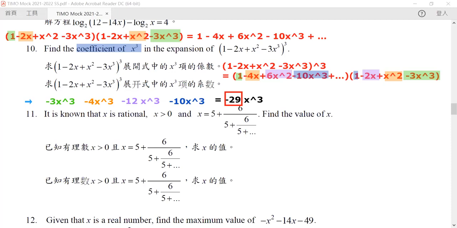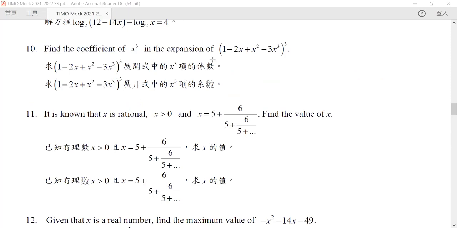Okay, so let's look at question 11. It's known that x is a rational number, x is greater than 0, and x is equal to this. Now, the most important thing of this question is to realize that this part is just the same as the whole thing, because you just keep on repeating itself. So we can replace the part colored in green by x. So we can rewrite our equation as the following. x is equal to 5 plus 6 over x.